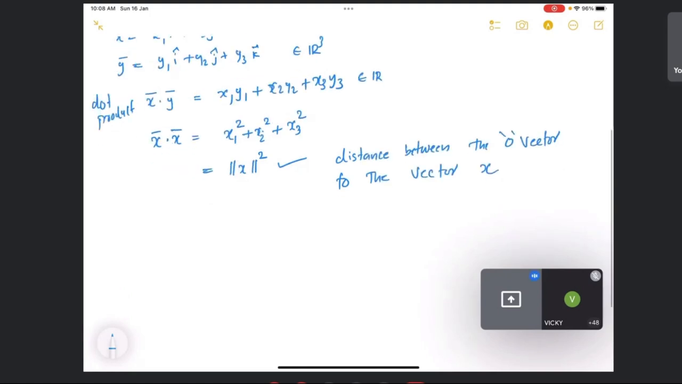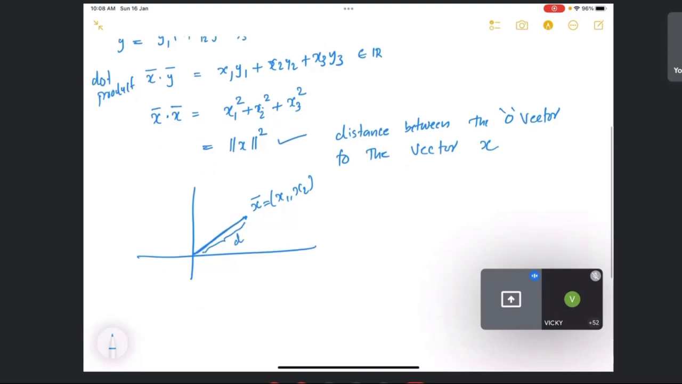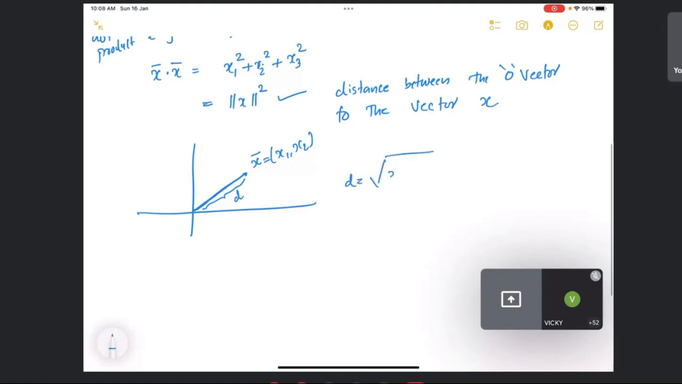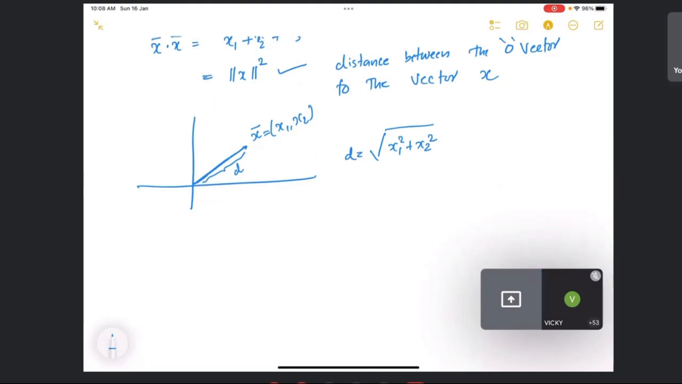If I look at R power 2, you have a vector x here with components x1, x2. What is this distance? If I call it d, then d is root of x1 square plus x2 square. And this will work in R power 3 also. If this was another vector x1, x2, x3, there will be x3 square. We denote this by the norm, the distance between the origin, the zero vector, and the vector x. And this was nothing but the dot product of x with itself.